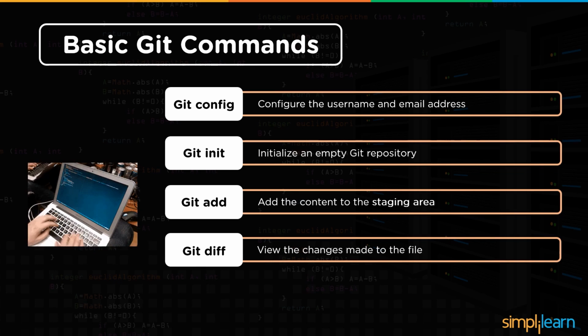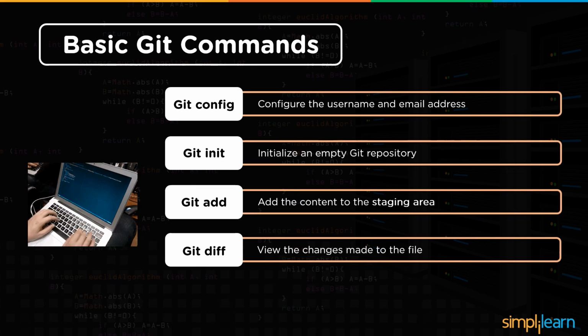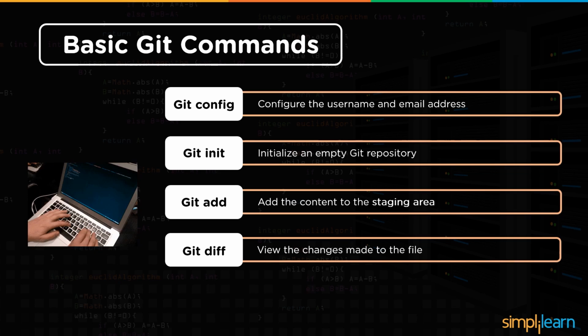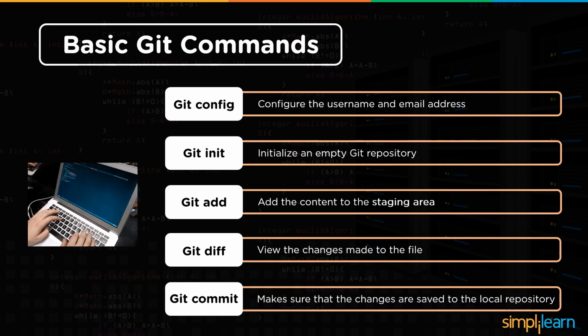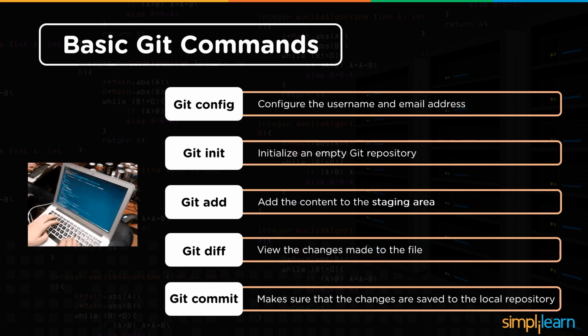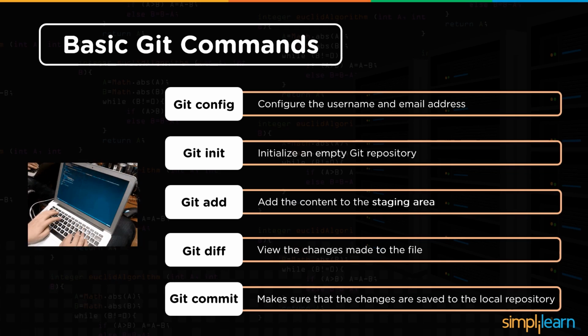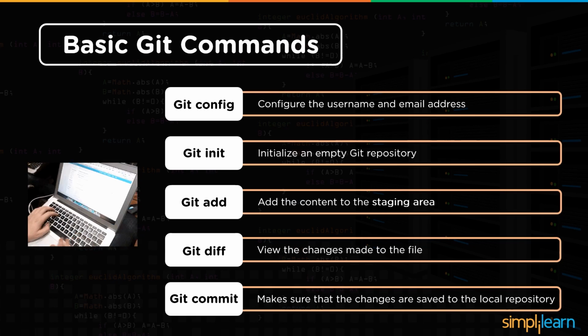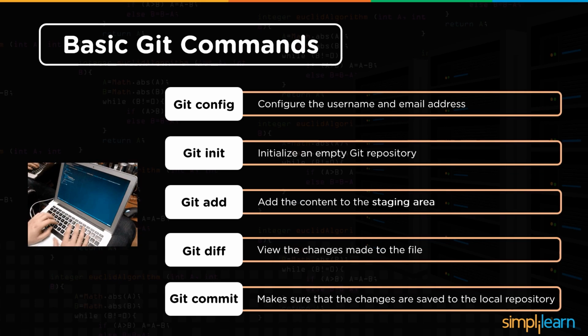Then we have the git diff command. Now the git diff command is used to see the changes made to the files, to see the difference. You can use the git diff command with branches also to see the difference between the 2 branches. So the git commit command makes sure that all the changes are saved permanently into the local repository. So git add and git commit commands are executed in a sequence, so that first you add the files to the staging area, and then the git commit command will pick up those files from the staging area and preserve them permanently as a commit in the local repository.